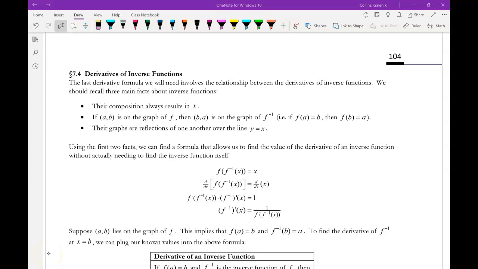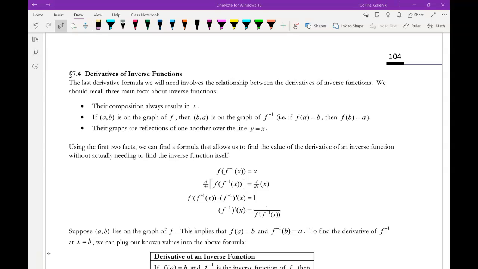In our final section of Unit 7, we will explore derivatives of inverse functions. So let's remind ourselves about what we know about inverse functions. You may recall a couple of things from Algebra 2. The composition of inverse functions always results in x. We'll come back to that in a second.